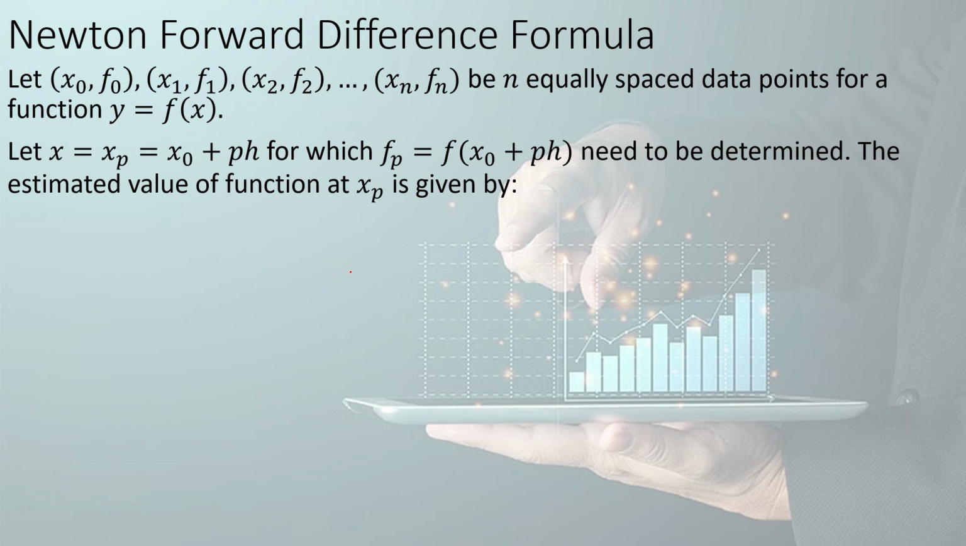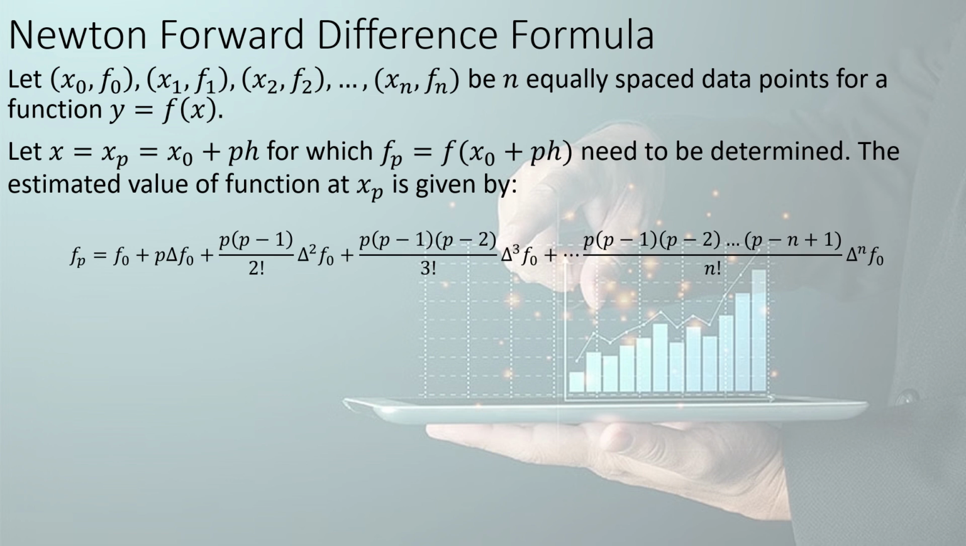So the formula for the interpolation polynomial will be given like this. We have fp equal to f naught plus p del f naught plus p into p minus 1 by 2 factorial del square f naught, and so on. We are having n plus 1 equally spaced data points, so the interpolating polynomial based on Newton forward difference formula will be of degree n.